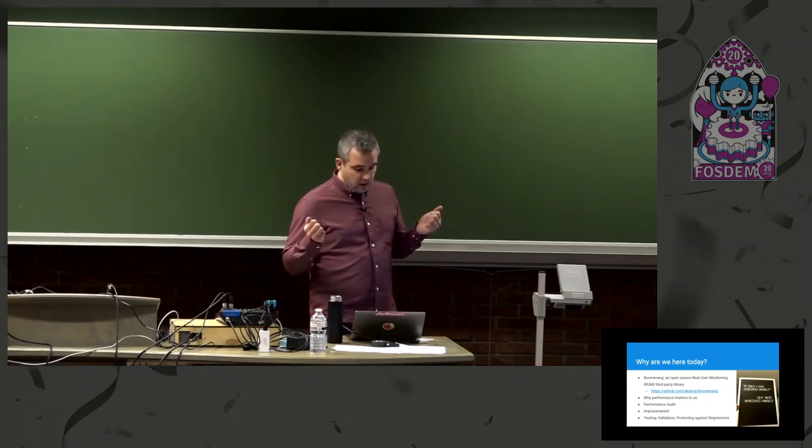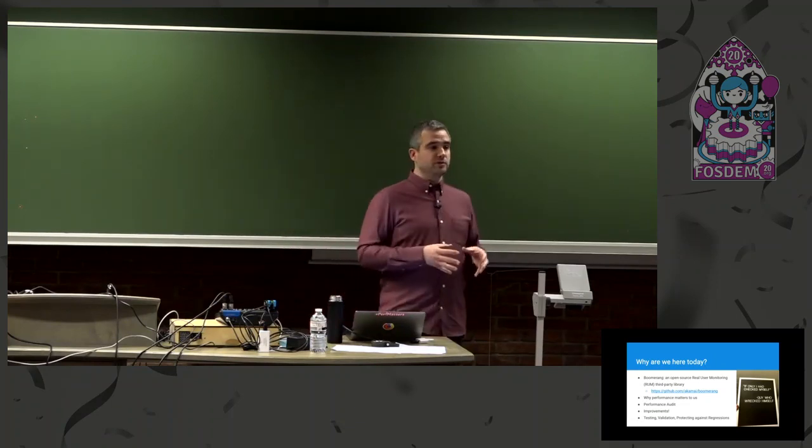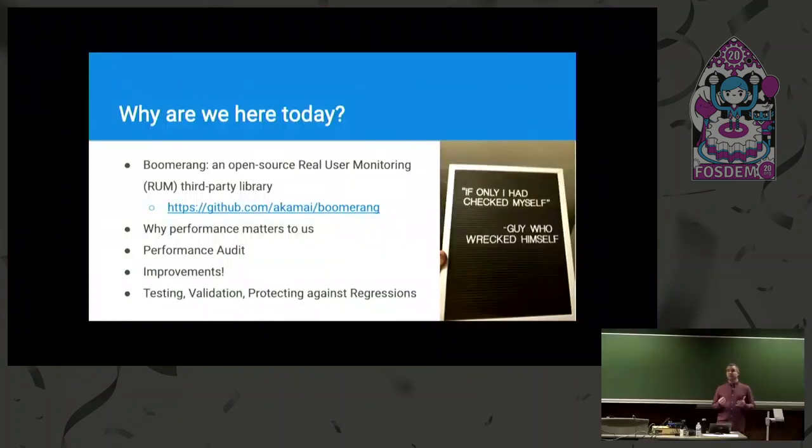So why are we here today? Boomerang is an open source real user monitoring library. It monitors performance. When you visit a website, if Boomerang is on it, it's going to capture all the performance data that we can, how fast it took, characteristics of the page itself. We at Akamai are the primary contributors to Boomerang. Here's the GitHub repository if you care about it, but it is an open source product.